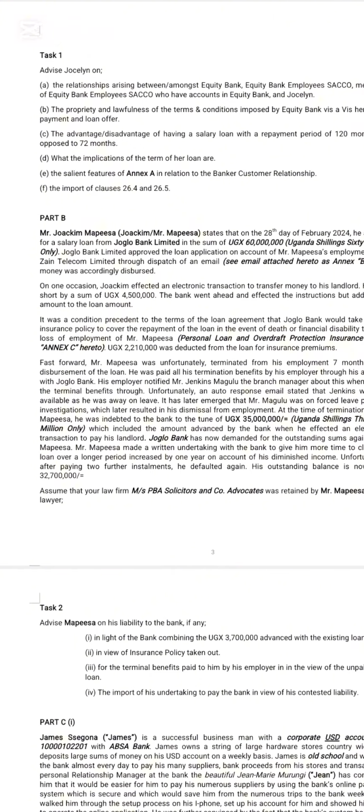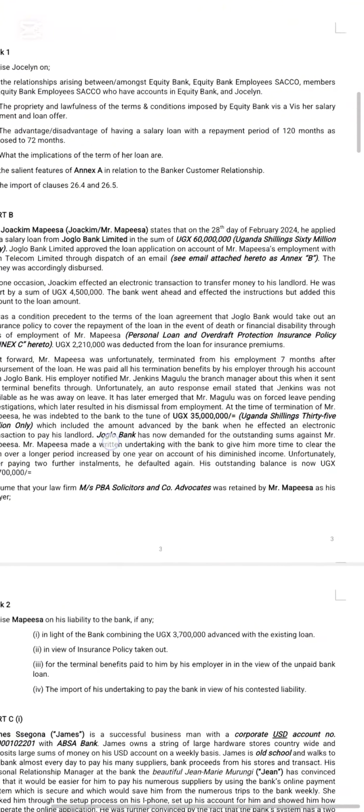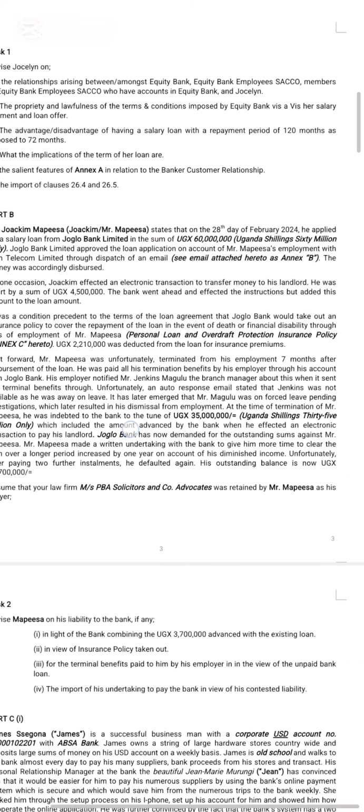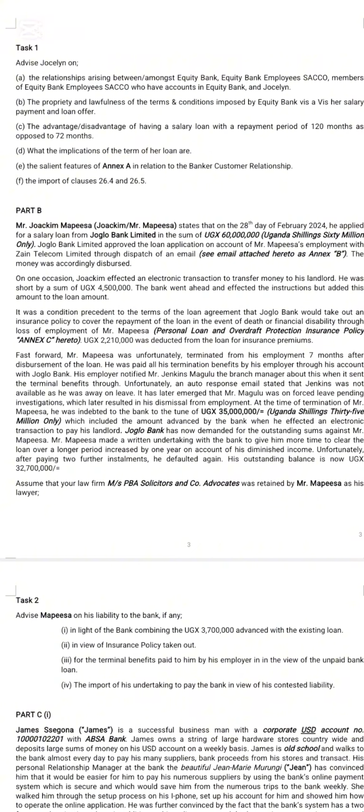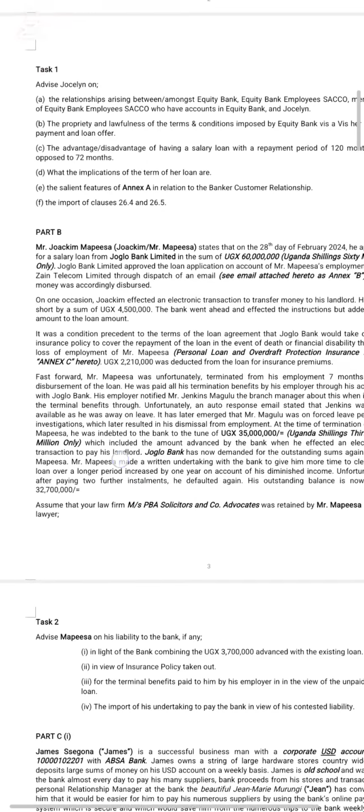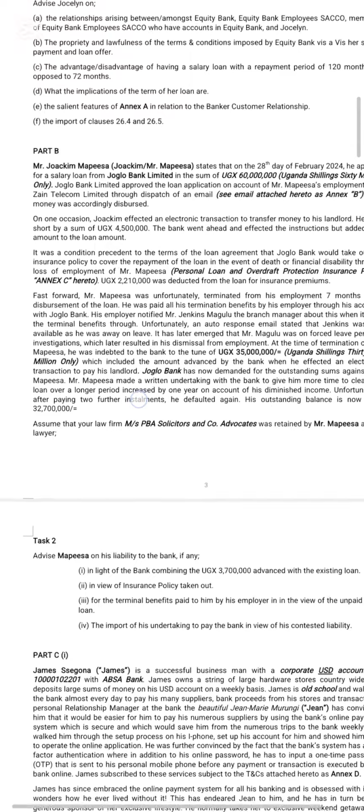The advantages and disadvantages of having a salary loan with a repayment period of 120 months as opposed to 72 months. What are the implications of the terms of the loan and the salient features of Annexure A in relation to the bank customer relationship, and the import of clauses 26.4 and 26.5.